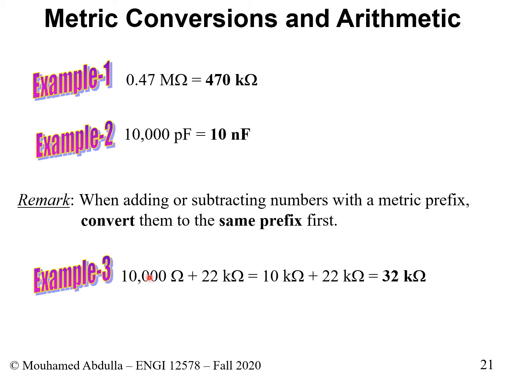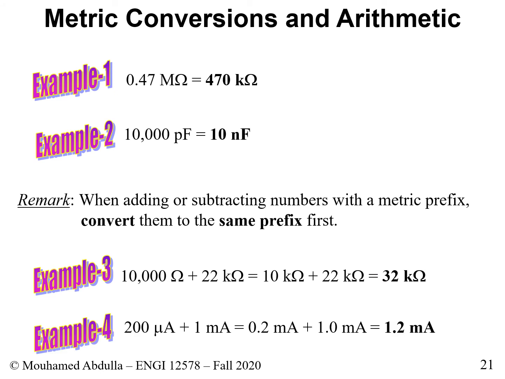Now, how do you add these two? You first have to make sure that they have the same prefix. Here they don't have the same prefix. So one way to do that would be to put both of them in kilo. So we write this as 10 kilo ohm, which is in engineering notation, and this is 22 kilo ohm, also in engineering notation. They have similar prefixes. Now we can add them, and the result is 32 kilo ohm.